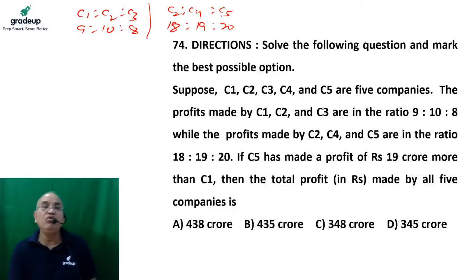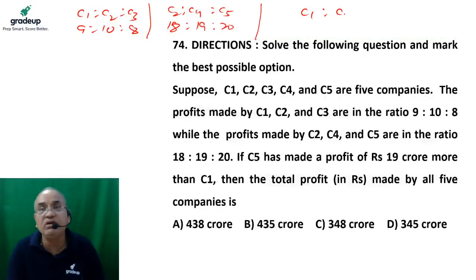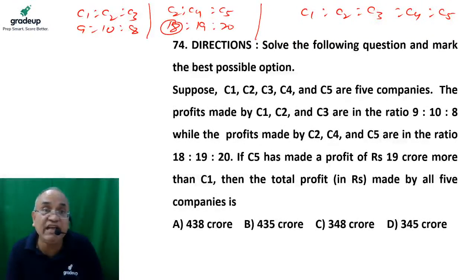You can do this question by first converting it into a single ratio of C1 to C2 to C3 to C4 to C5. First of all, that is my first job. Which one is the common value among them? Definitely C2. Here C2 is 18, here C2 is 10.